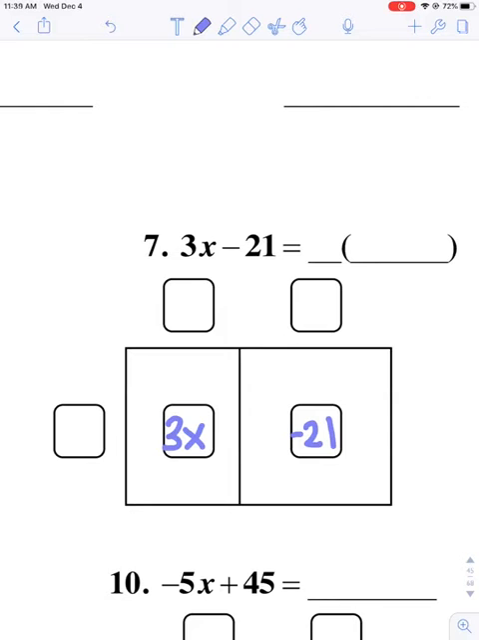A common factor between 3x and negative 21 would be 3. So that's something that I can pull out, and that's what I would put on the outside of my parentheses. Now I have to divide 3x by 3, which gives me x, and negative 21 by 3, which gives me negative 7. So therefore, x minus 7, or x plus negative 7, would be on the inside of the parentheses.